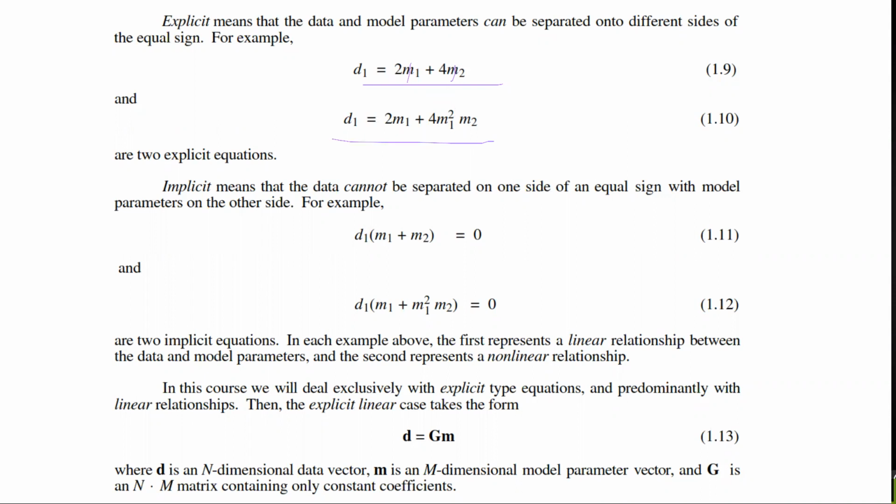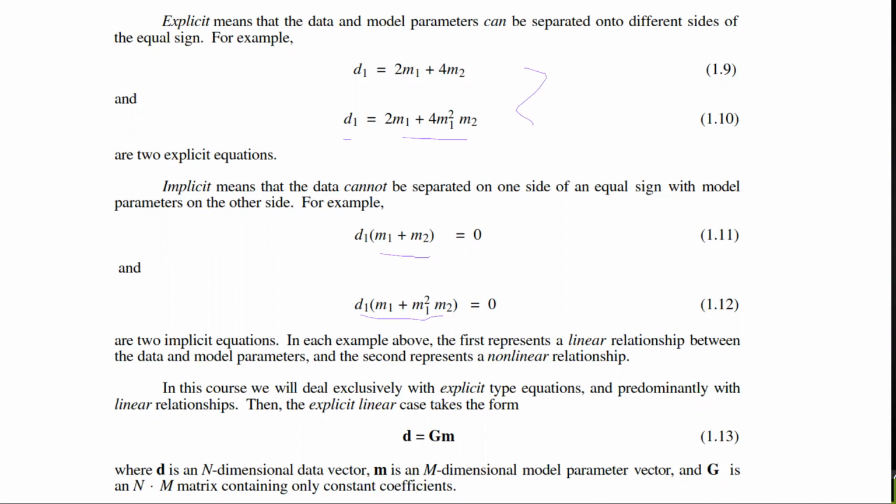And we say that this definition is explicit because we can separate the data on one side and the model parameters on the other side. That's what explicit means. And then implicit is where we cannot separate the model parameters and the data, so they occur together on one side of the equality sign.